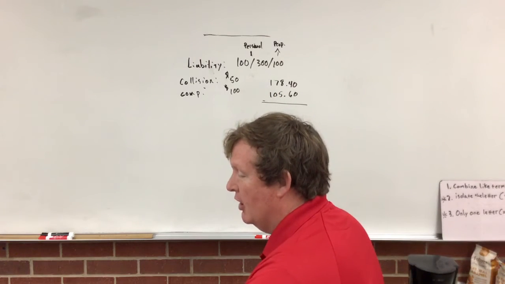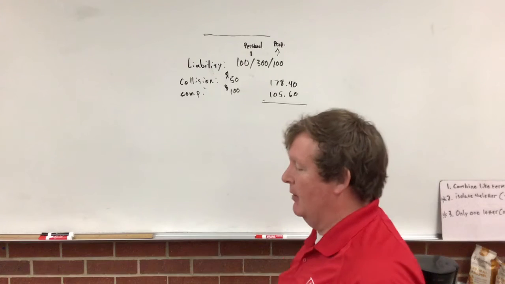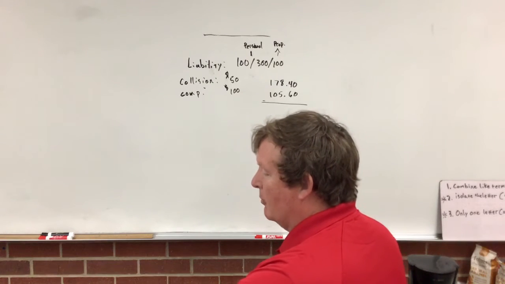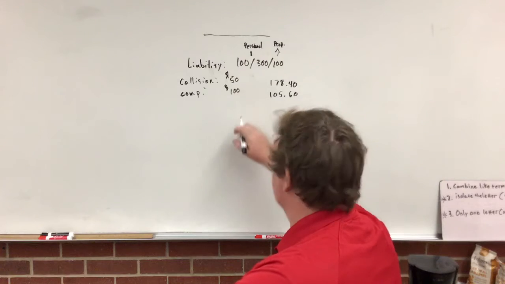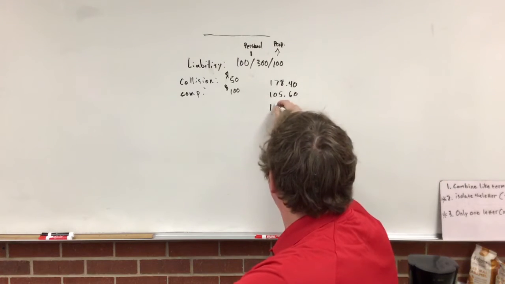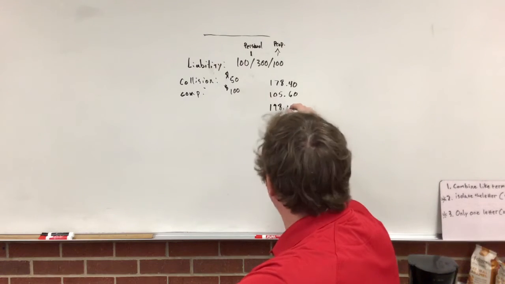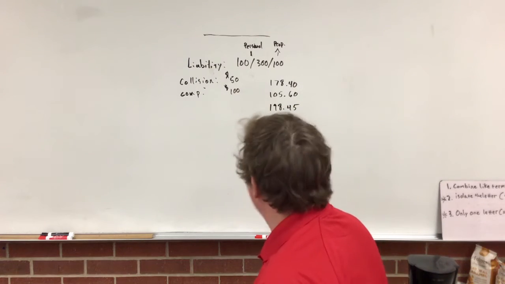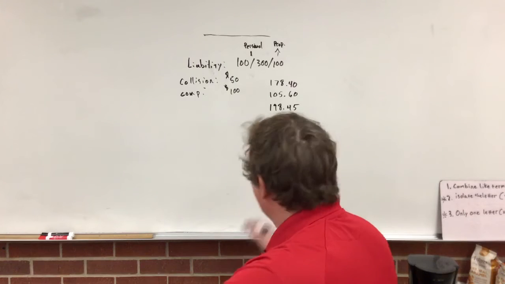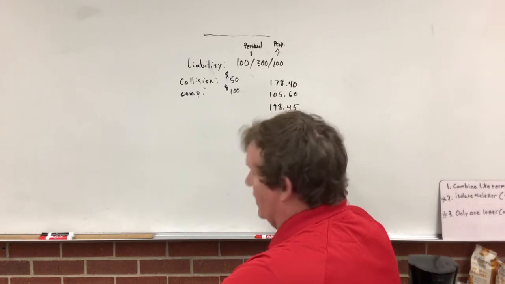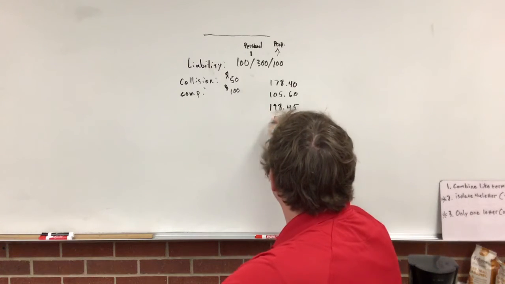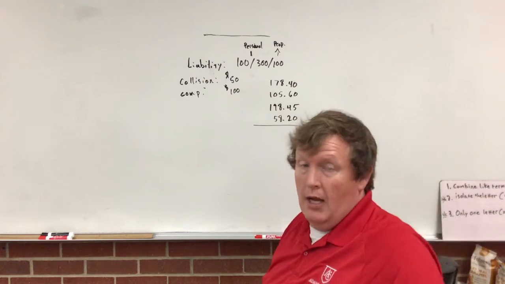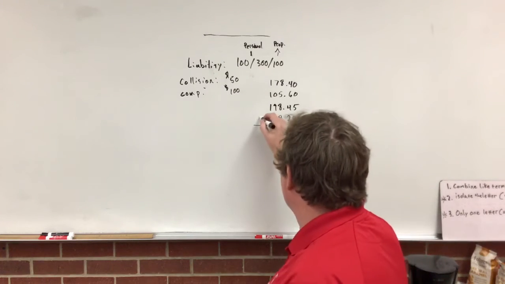Okay? Once again, you'll have to look at the second table to find out that. So deductible for collision at $50 is $198.45 for the year. And then for the comprehensive, which is at $100, it would be $58.20. Okay? And then the rest of it is just adding those together.